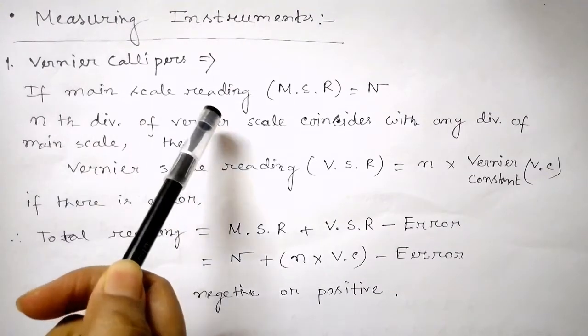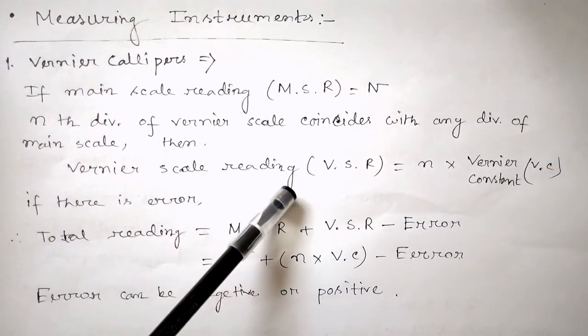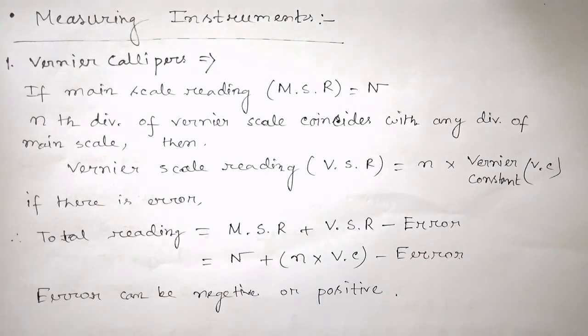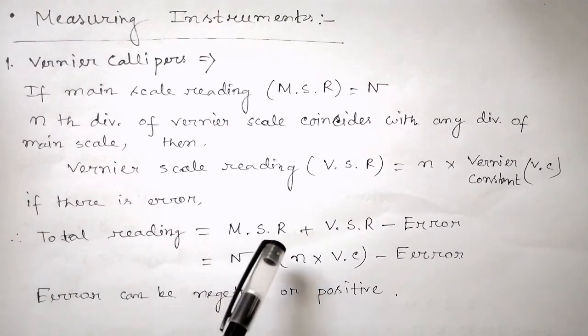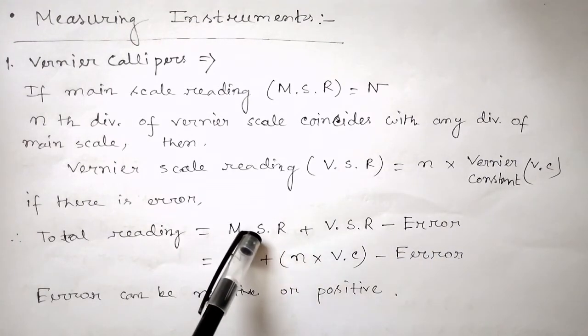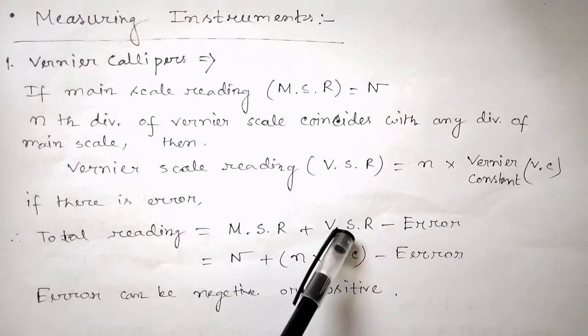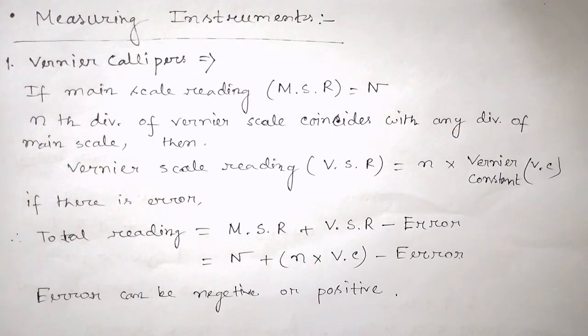So if the main scale reading is N and if the nth division of the vernier scale coincides with any division of the main scale, then the vernier scale reading becomes n into vernier constant. So you don't need to find the vernier constant, it will be given in the question. Now if there is an error, then the total reading becomes main scale reading plus vernier scale reading minus error. Okay, so in place of main scale reading I will put N. In place of vernier scale reading, I will put n into vernier constant, and in place of error, there can be two types of errors. One is positive error, the other is negative error. It will be mentioned in the question.